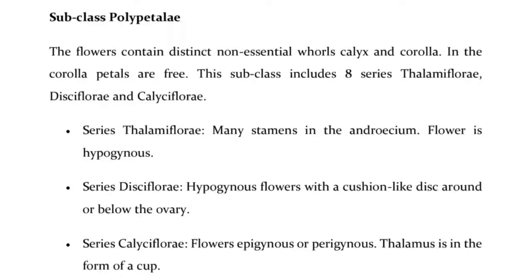Subclass Polypetalae: flowers contain distinct non-essential whorls, calyx and corolla. In the corolla, petals are free. The subclass includes 3 series: Thalamiflorae, Disciflorae, and Calyciflorae. Series Thalamiflorae: many stamens in the androecium. Flower is hypogynous. Series Disciflorae: hypogynous flowers with a cushion-like disc around or below the ovary. Series Calyciflorae: flowers epigynous or perigynous. Thalamus is in the form of a cup.